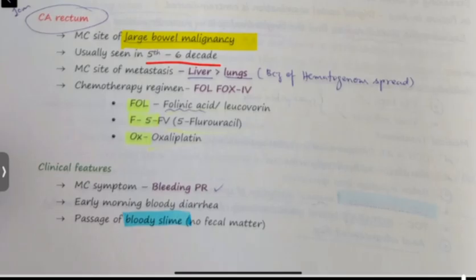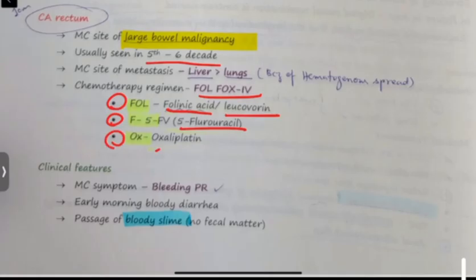The chemotherapy regimen that we follow in case of CA rectum is FOLFOX IV. FOL stands for folinic acid or leucovorin, F for 5-fluorouracil, and OX for oxaliplatin.